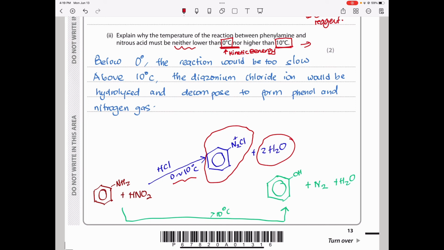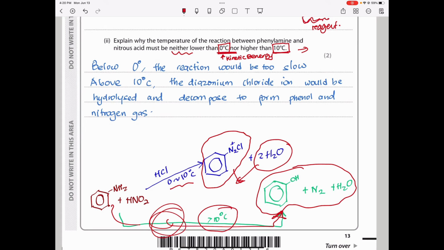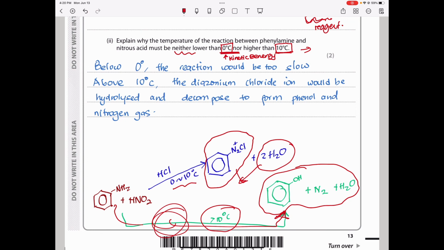However, if the temperature goes above 10, then these two are going to react with each other. Hydrolysis will occur, which will lead to the formation of phenol as well as nitrogen and water. That is what we are trying to prevent, reaction above 10 degrees. So this will form an intermediate, which is going to decompose to form phenol and nitrogen as well as water. So I said below 0 degrees, the reaction would be too slow, of course. This is just a 2-mark question. Even if you do not explain the whole idea of lower kinetic energy, fewer chances of collisions, you don't have to say that.